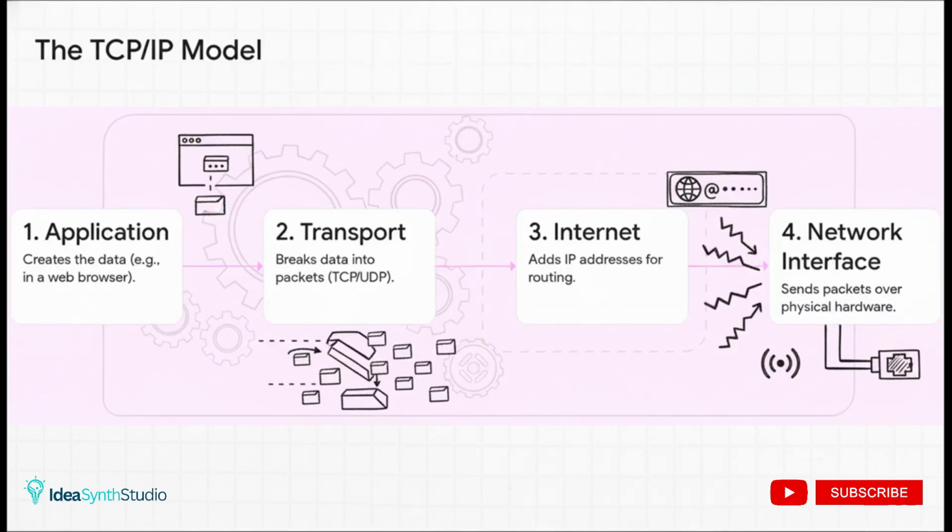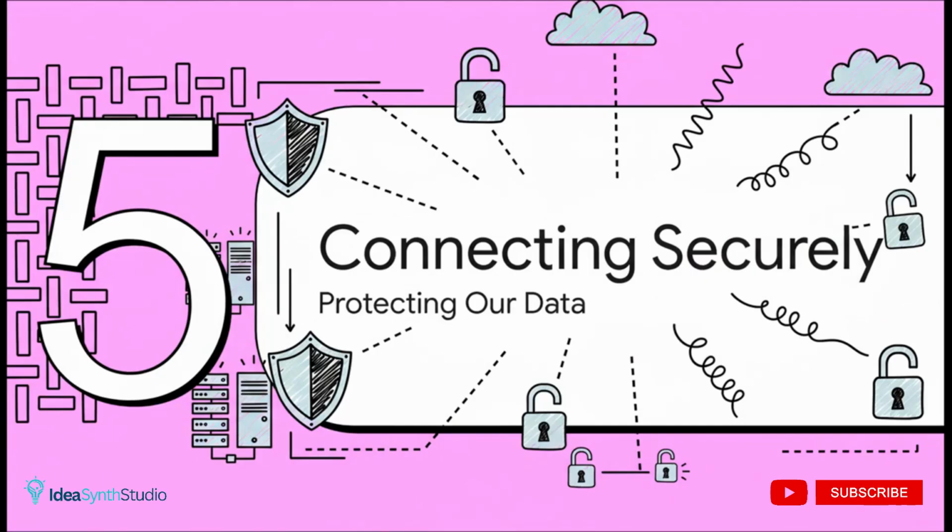And the TCP/IP model is the blueprint that organizes all these rules. It works like a digital assembly line. At the very top, your web browser creates the data. Then, the transport layer chops it up into those packets we talked about. The internet layer stamps on the IP address. And finally, the network interface physically sends it out over the wire or through the air. The real beauty of this is that each layer only worries about its own job, which makes the whole system super flexible and powerful.